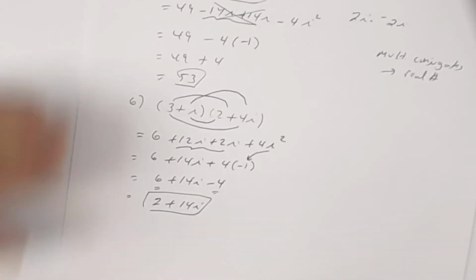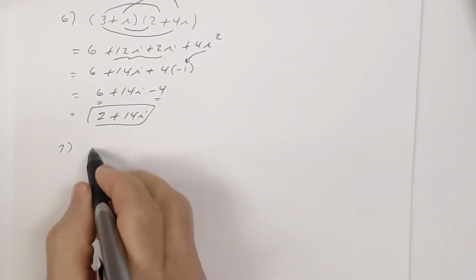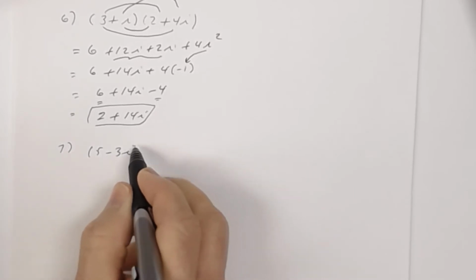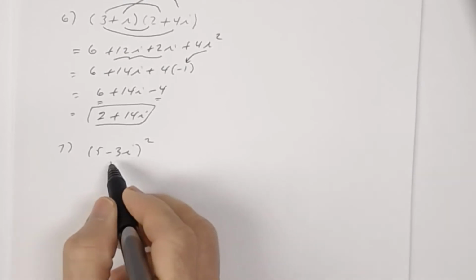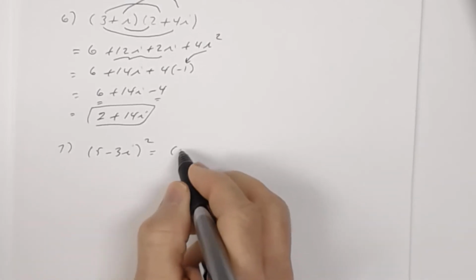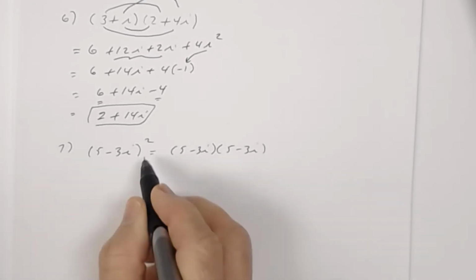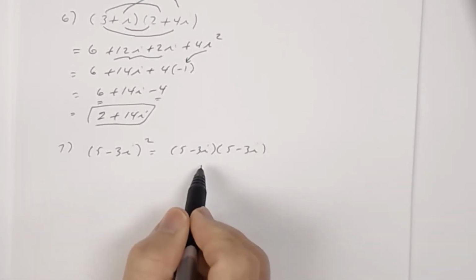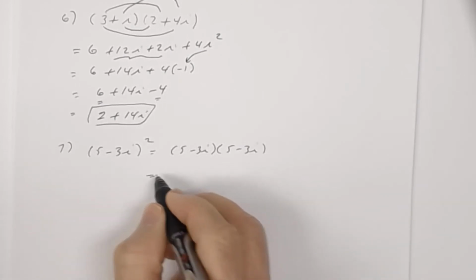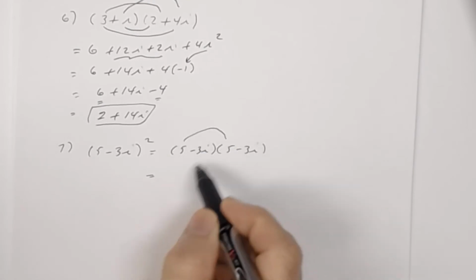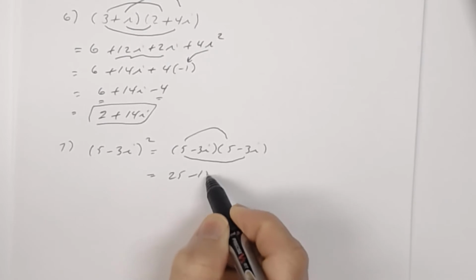And then in number 7, we have 5 minus 3i squared. Now remember, when you're squaring a binomial, that's the same thing as saying that binomial times itself, or that factor times itself. So when you square a factor, you can rewrite it as, in this case, 5 minus 3i times 5 minus 3i. And so we're going to use the FOIL method. 5 times 5 is 25. The outer, 5 times a negative 3i is a negative 15i.